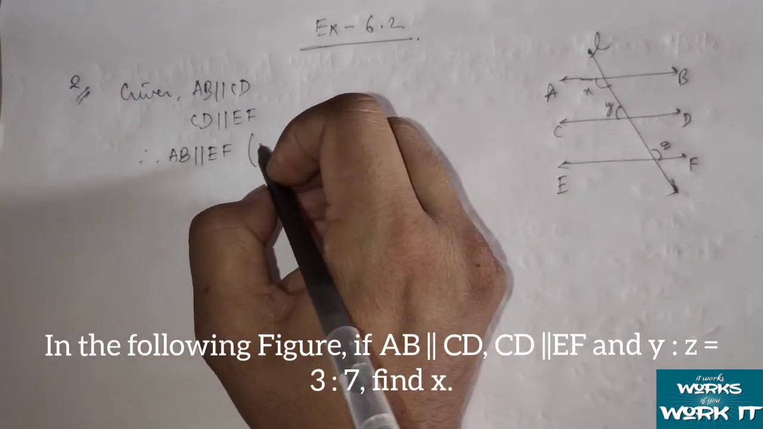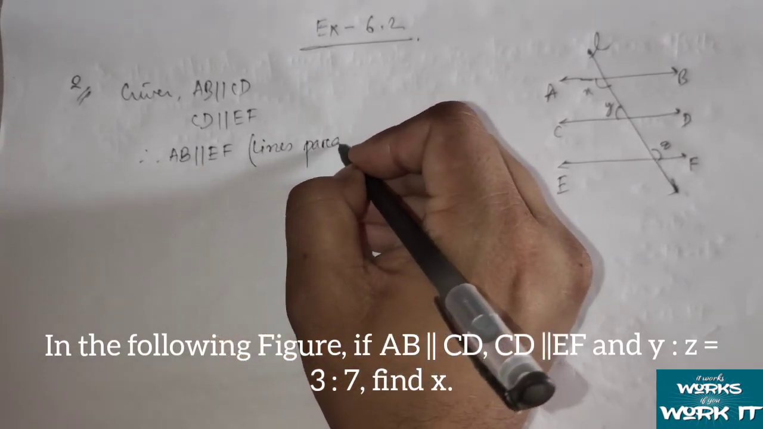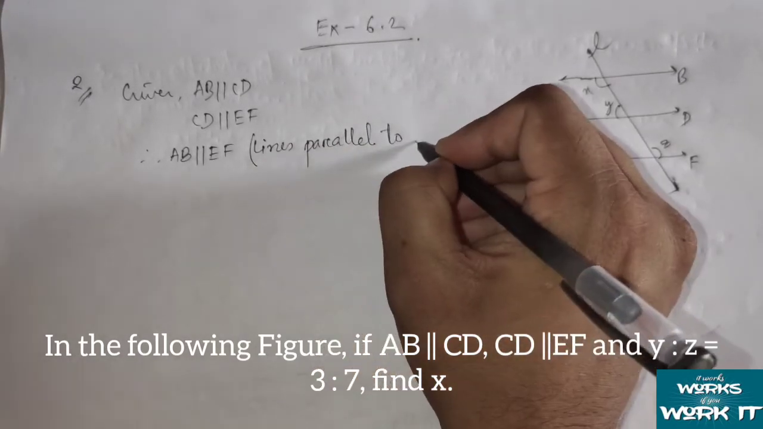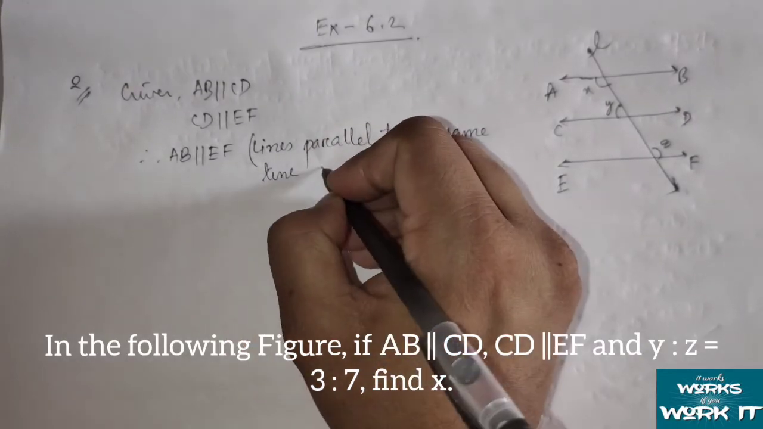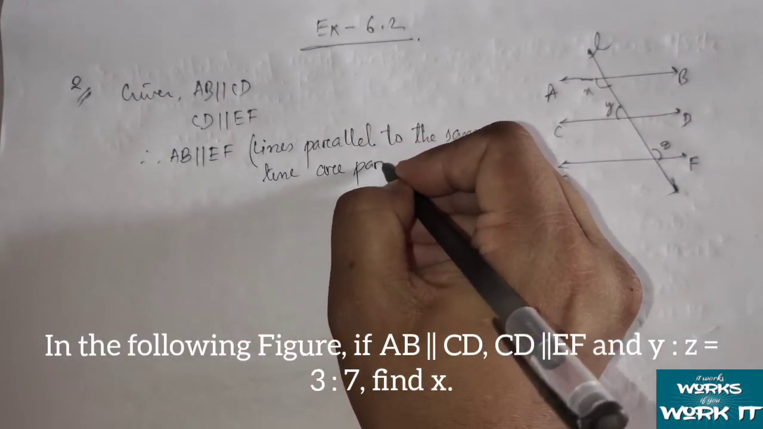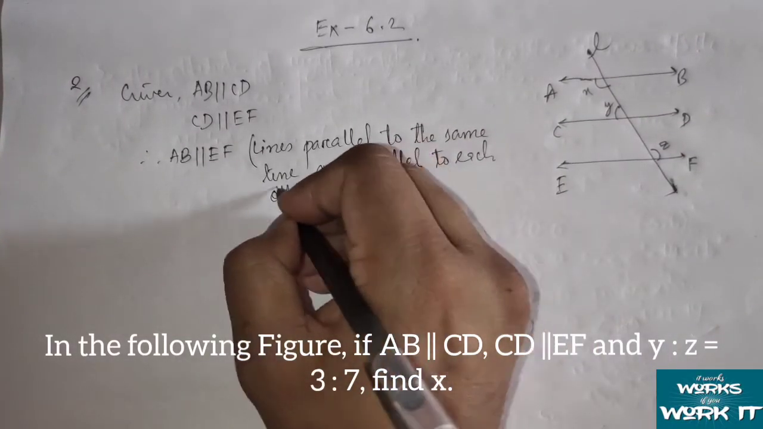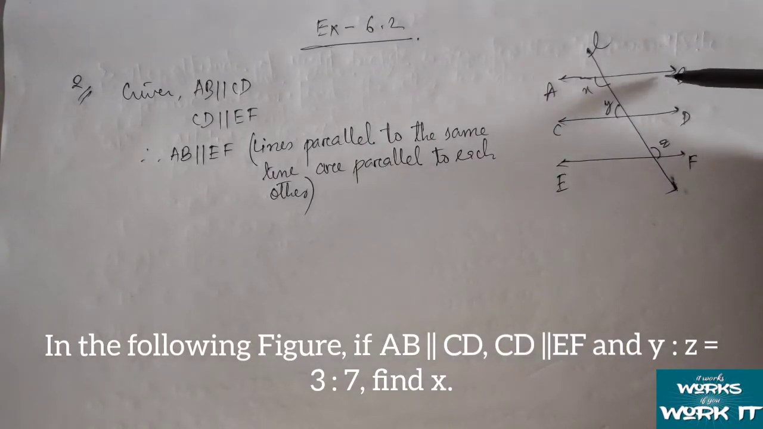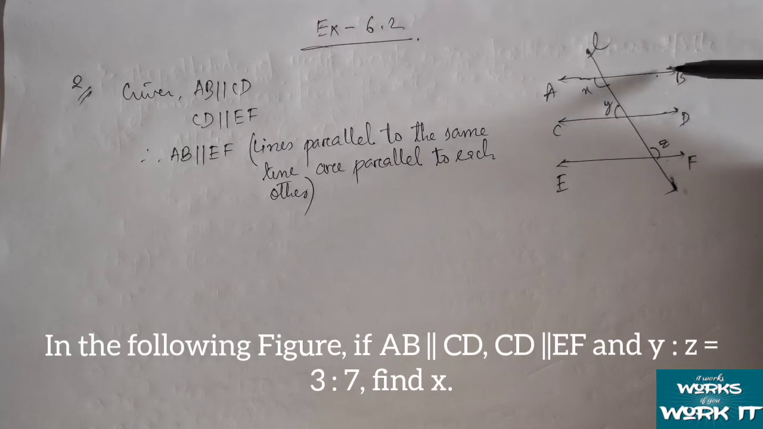Why is this happening? Here one axiom is there that lines parallel to the same line are parallel to each other. If you see the given part here, AB was parallel to CD, and again CD was parallel to EF. So this is the common line that is parallel to both the lines. That's why AB will also become parallel to EF.